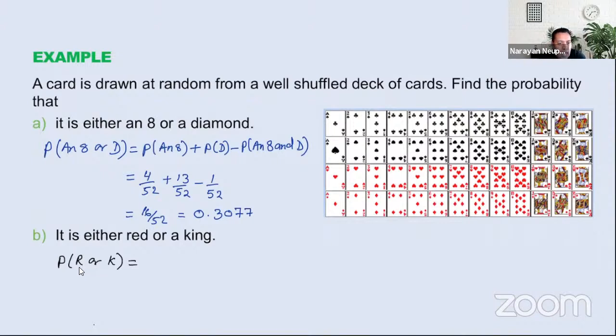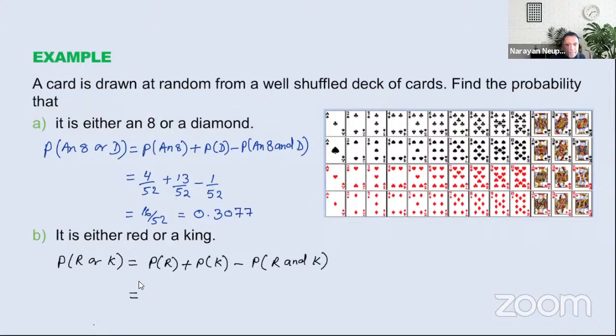Okay. A red card, see, if a card is red, does it contain a king? The answer is yes, because there are 2 red kings. And also, if it is a king, can it be red? Yes, there are 2 cards like that. So that means they share something in common. So here also we have to use the formula for mutually inclusive or joint events. So the formula will be the probability of red plus the probability of king, then minus the probability that it is red and also king.